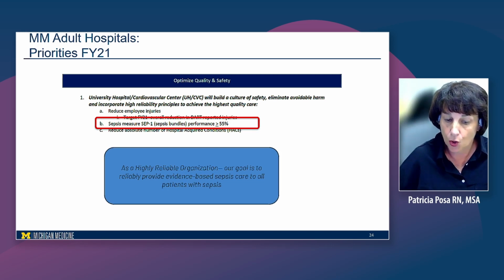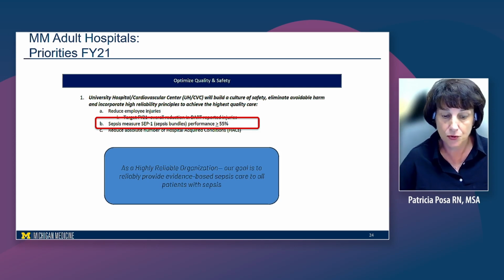When something's a priority, we know it gets more focus, it potentially gets more appropriate resources to support it, and leaders will be held accountable to reach those established goals. It also fit well into our organizational priority of becoming a high reliability organization. And as a high reliability organization, our goal is to reliably provide evidence-based sepsis care to all patients with sepsis.